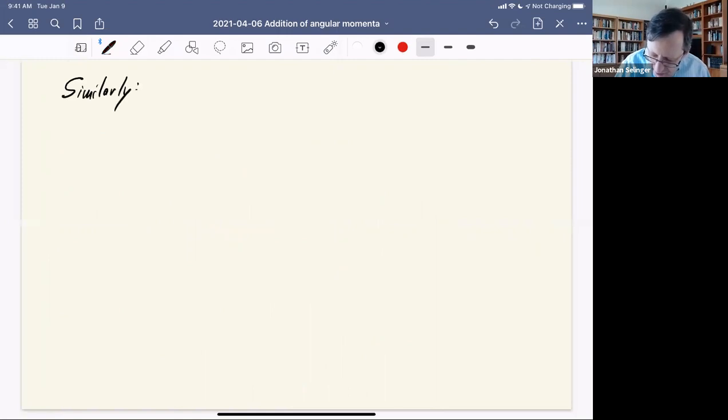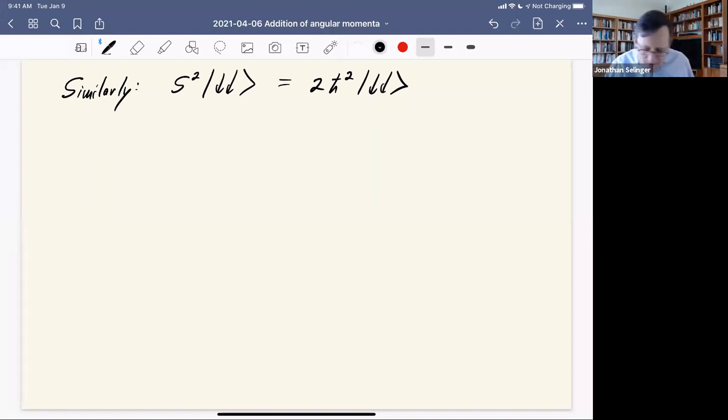Similarly, what about if we have S squared acting on down, down? Okay, the same story works there too. That is also 2 h bar squared times down, down. All right, that's not the hard one. Now, let's next try, what is S squared acting on the state up, down?